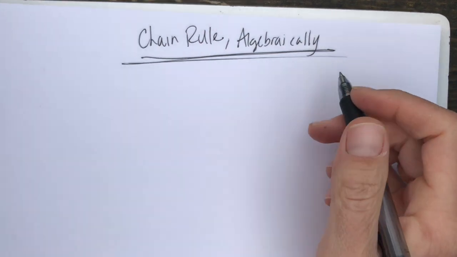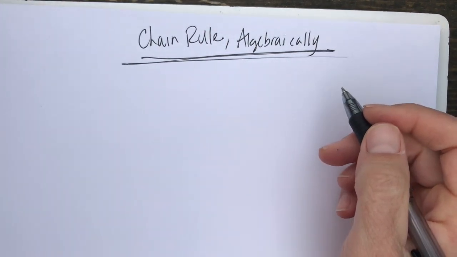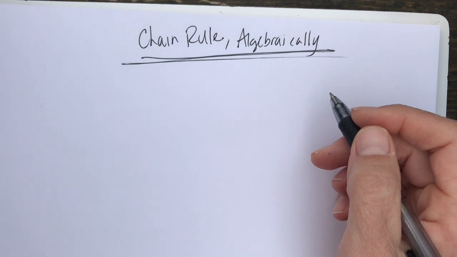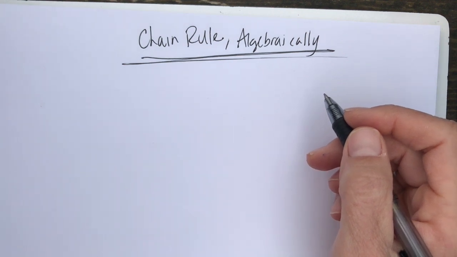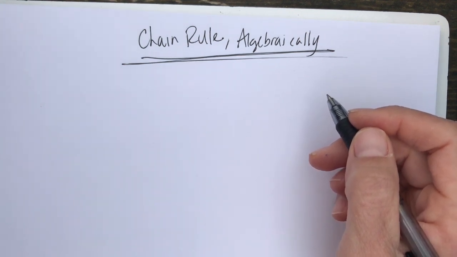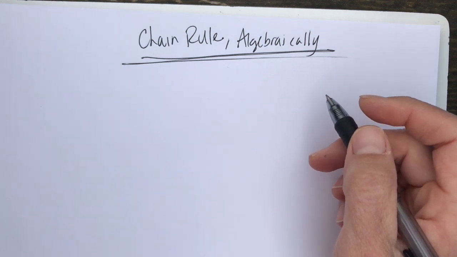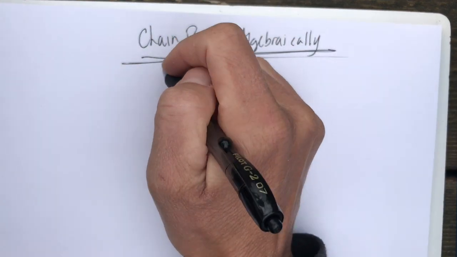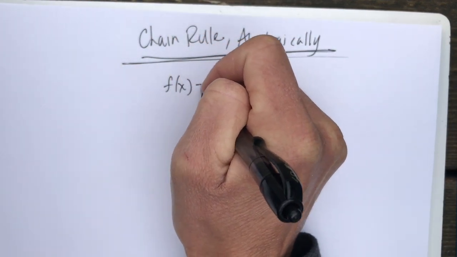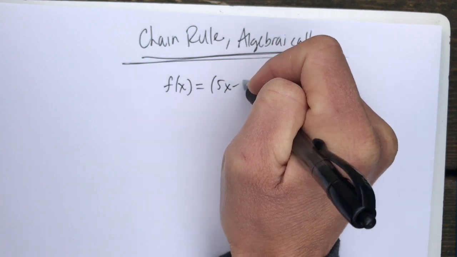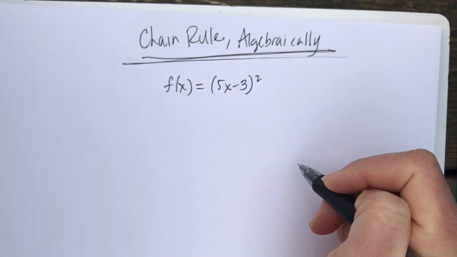Alright, calcularians, today we're going to take a look at the chain rule and investigate what it is and how to use it algebraically. If you haven't watched the episode with me describing the chain rule in terms of boxes and functions inside of functions, it might be helpful to take a minute or two to go through that video first. So, either way, we are here today and we've got a function (5x - 3) squared.